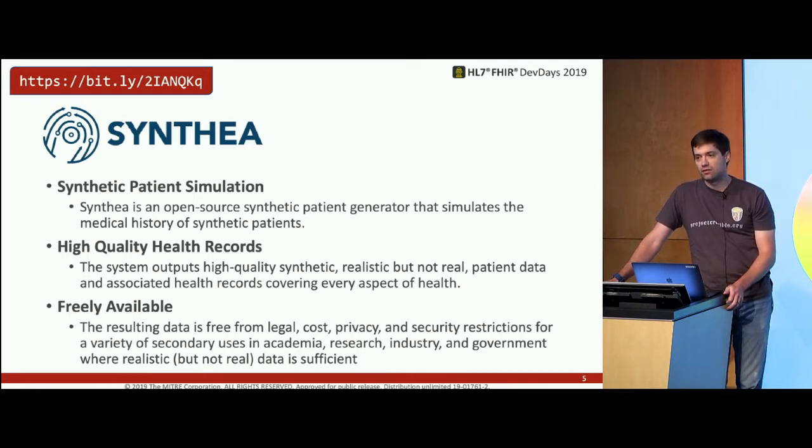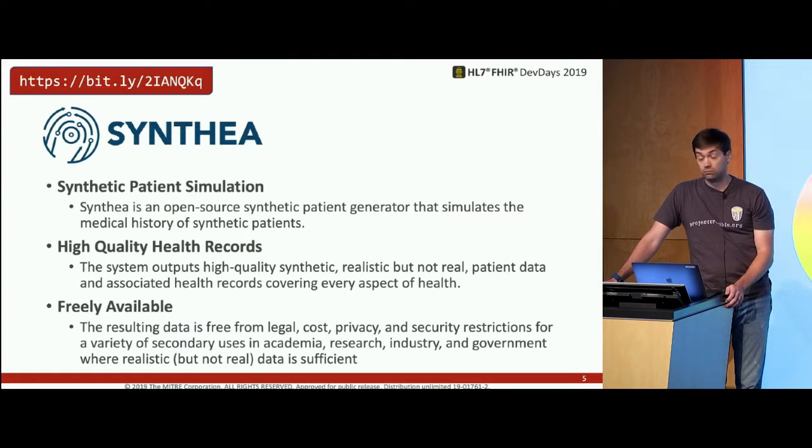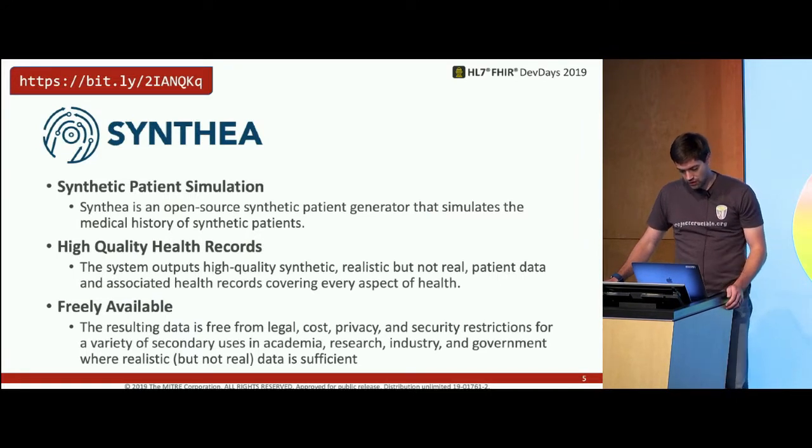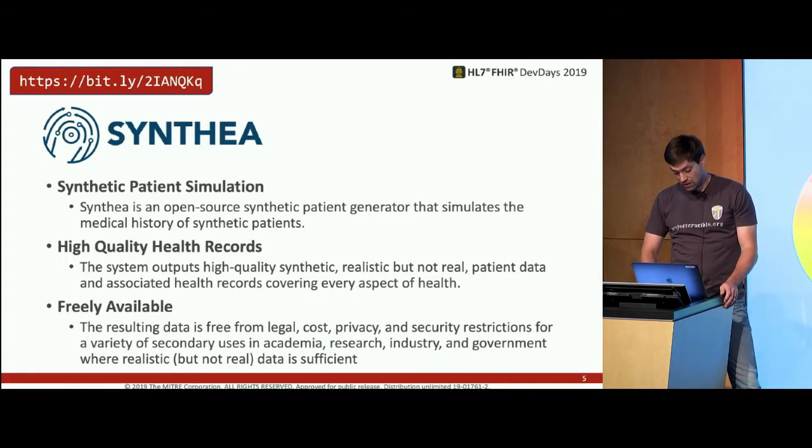So if you have a request for going to an IRB board for real data, that could take 6 to 9 months maybe, and so you've got your development process going. And then the best part is it's all freely available. The code's freely available. It's open source. And then the data itself is free from basically any kind of restrictions whatsoever.